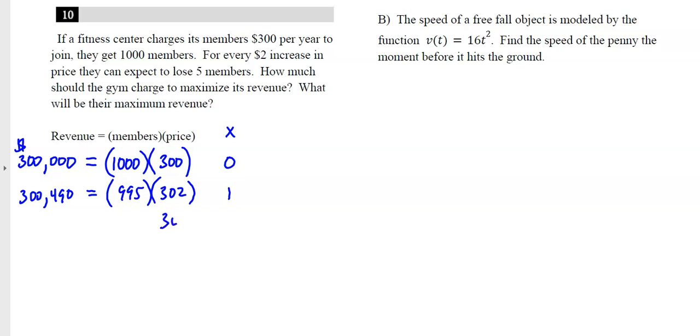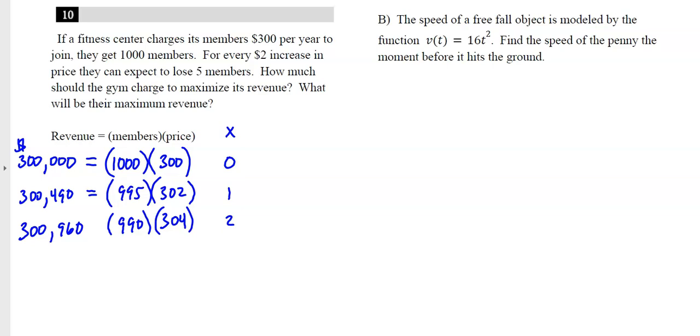And if we do it again, let's go up by another $2, which is our second increase. That'll be at 990. So 990 times 304 equals, we have even more, $300,960. So I've made almost 1,000 more by increasing the price $4. Now there is going to be a breaking point where your members start to drop enough to where even the increase in price is going to start working against you. So instead of just running this table over and over until we find the highest point, let's put this into an equation.